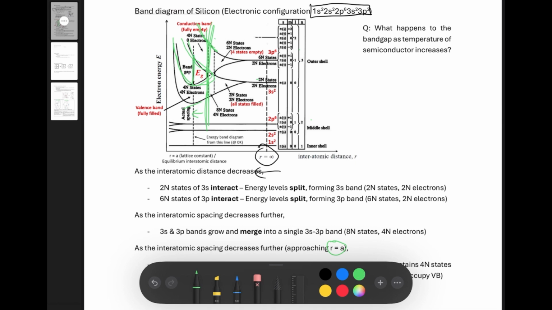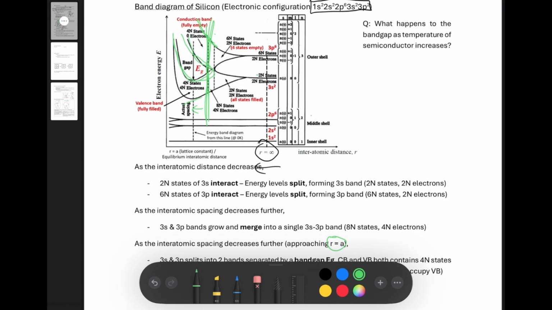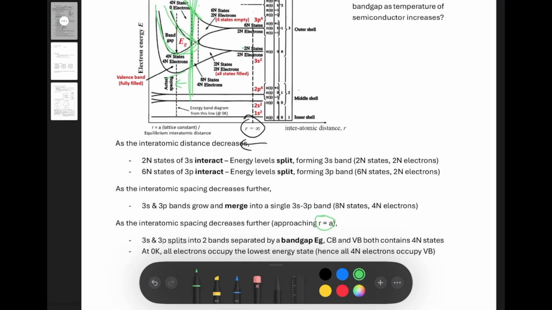So this is the band gap we were talking about earlier. They are separated by a band gap, or band gap energy, which we will put as Eg. So the band gap energy is Eg.